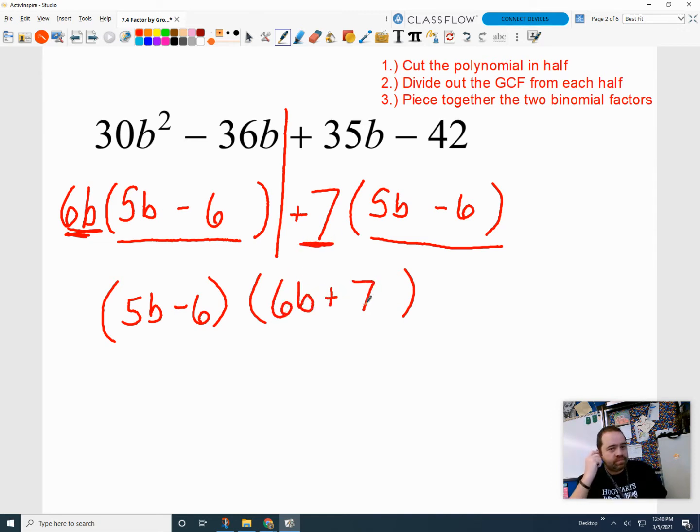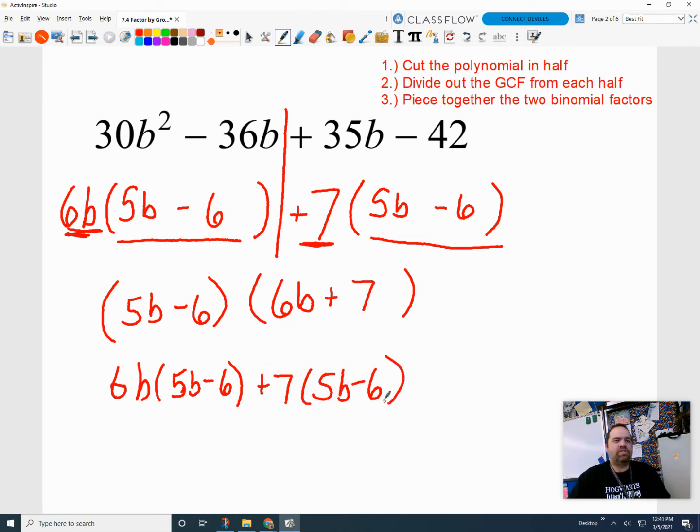6b plus 7. Now, way back, when we multiplied binomials together, I tried to explain it in a way that you take this whole binomial times 6b, right, when you distribute. 5b minus 6. And then I take this whole binomial times 7, so it'll be plus 7, 5b minus 6. I showed you guys that one time, and then I showed you a different way to do it because that's kind of a long way to do it, and I tried to keep things short as possible.